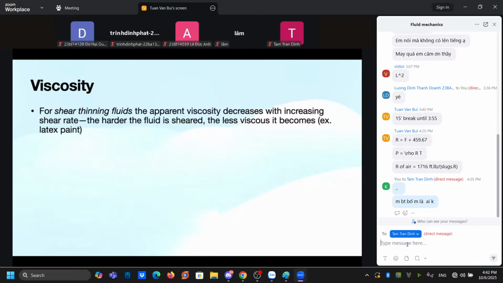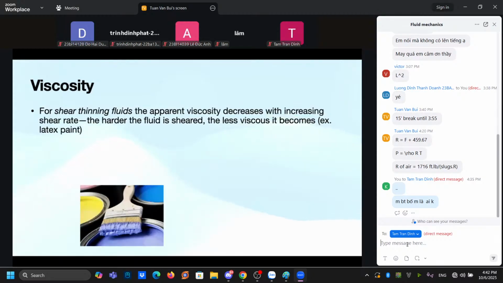For shear thinning fluids, the apparent viscosity decreases with increasing shear rate. It means that the harder the fluid is sheared, the less viscous it becomes. For example, latex paints, or the water sand mixture. The difficulty in removing an object from quicksand increases dramatically as the speed of removal increases.